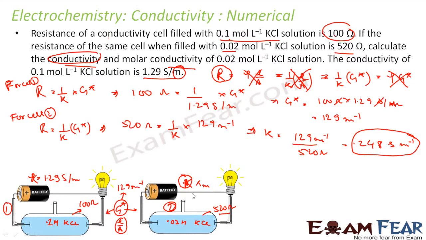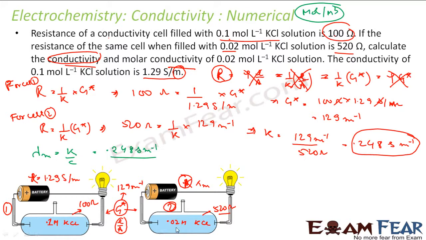Pretty easy. The next thing is I have to find the molar conductivity of this cell. So I know my molar conductivity is nothing but K by C, that is conductivity by concentration, right? So here the conductivity is 0.248 Siemens per meter. Since it is in Siemens per meter, I have to write the concentration in moles per meter cube. Please note, I have to write in moles per meter cube.